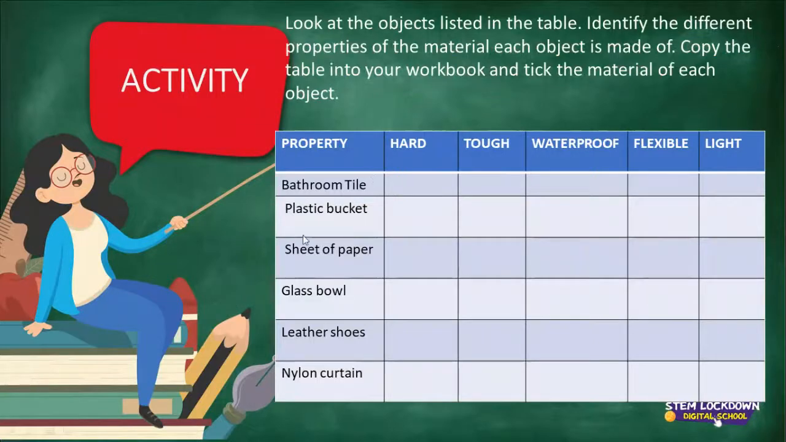Now I know you've got bathrooms at home. You simply look at the bathroom tile. You just try to see the hardness by trying to scratch it. Yes, the toughness, meaning can you easily break it? Yes. Waterproof, whether it can prevent water from passing. Flexible, does it bend? Light, is it heavy or light?